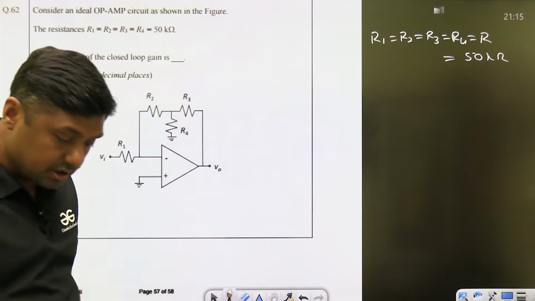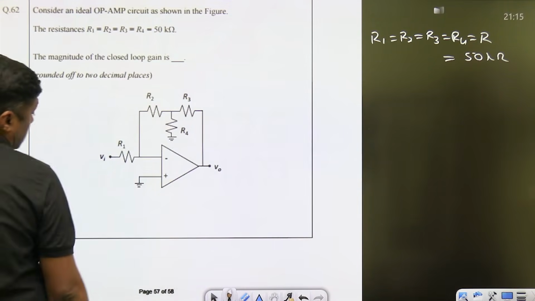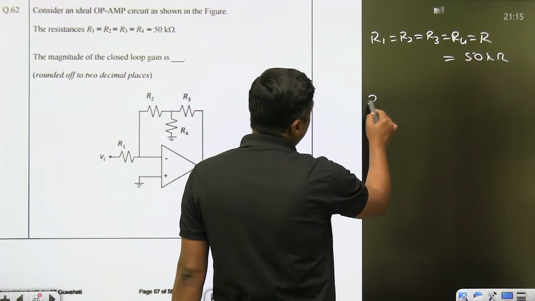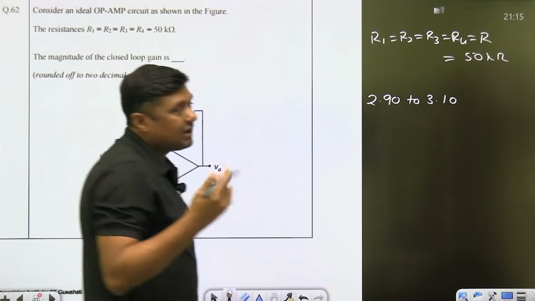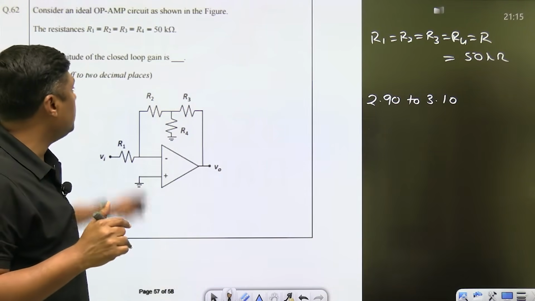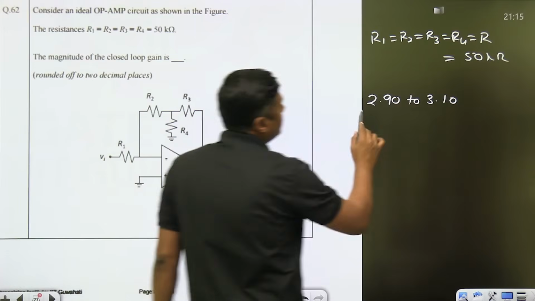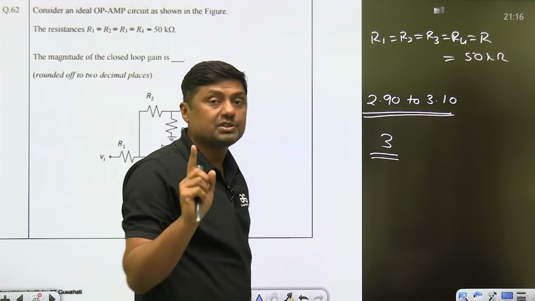The range of the answer given in the question is 2.90 to 3.10, because only the magnitude is required. Normally in JOS, excitation, we write -3, but remember guys, only the magnitude is required, so you have to put the value 3.